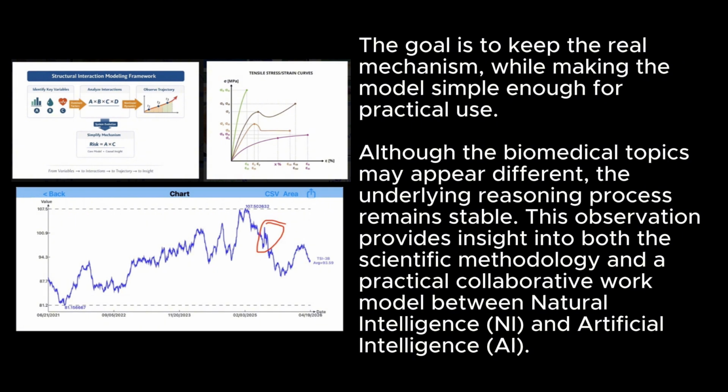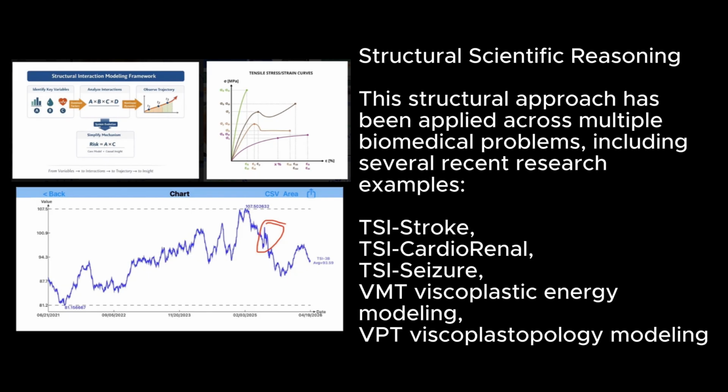Although the biomedical topics may appear different, the underlying reasoning process remains stable. This observation provides insight into both the scientific methodology and a practical, collaborative work model between natural intelligence (NI) and artificial intelligence (AI). Structural scientific reasoning. The structural approach has been applied across multiple biomedical problems, including several recent research examples: TSI stroke, TSI cardiorenal, TSI seizure, VMT viscoplastic energy modeling, VPT viscoplastopology modeling.